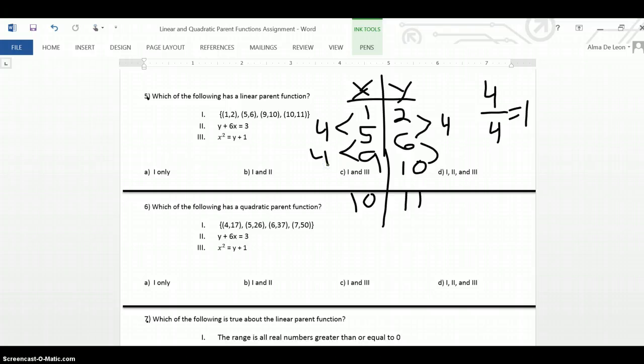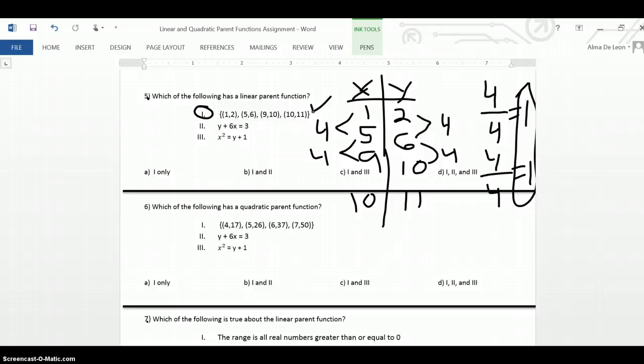The difference between 6 and 10 is 4. The rate of change is the change in y, which is 4, over the change in x, which is 4, which gives me 1. So right away I can already tell that the rate of change in 1 is constant. It stays the same. So that is a linear parent function that works.